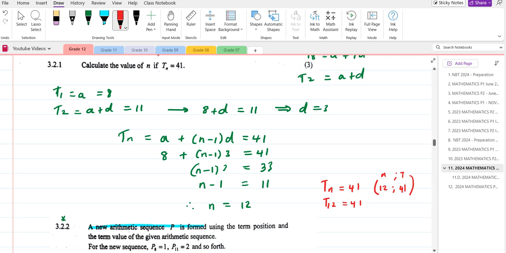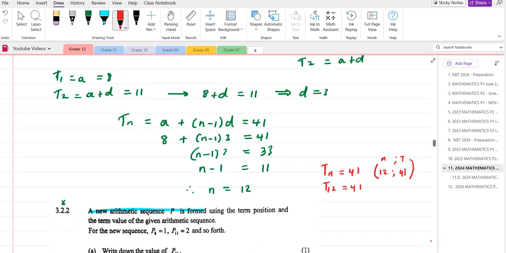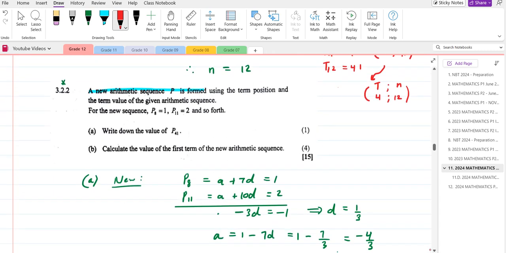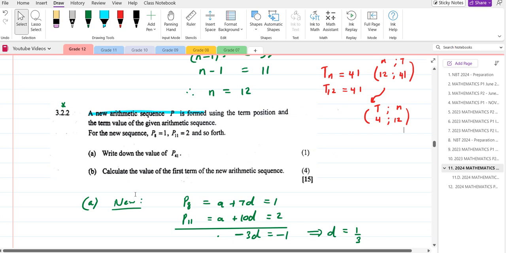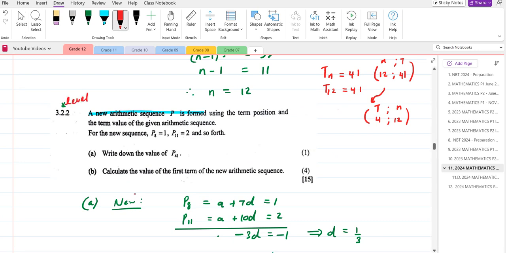So we want to know, in the new sequence, it's like an inverse function. The new sequence is p. In the new sequence, you're going to get t and n. If t is 41, then n is going to be 12. That's why it is 1 mark. This is a very nice question, guys. That's a nice level 4 question.